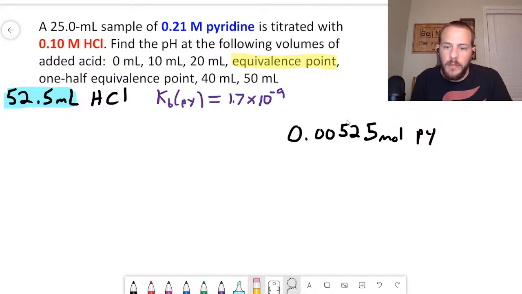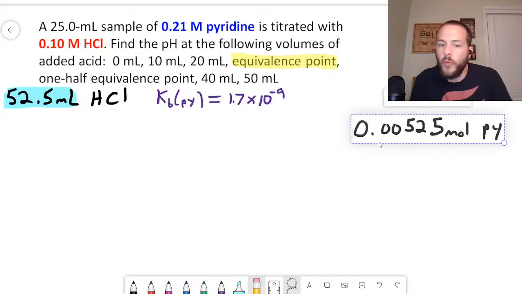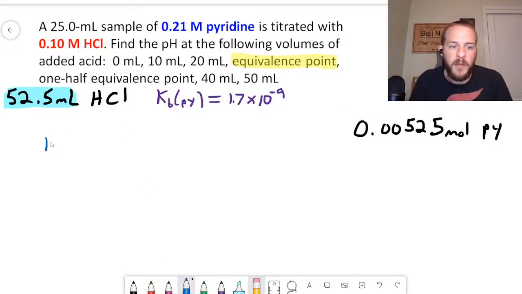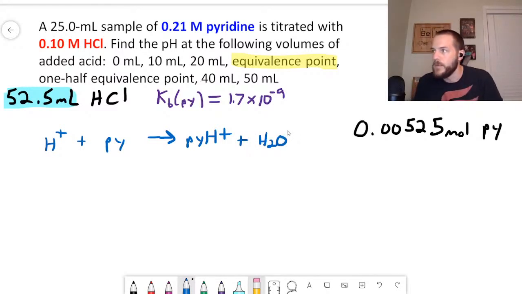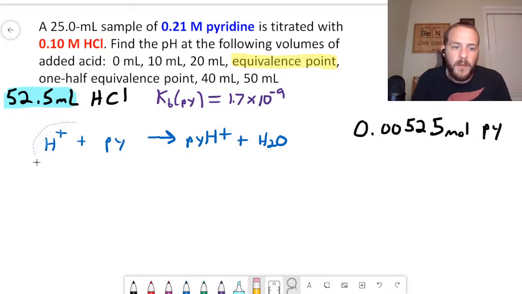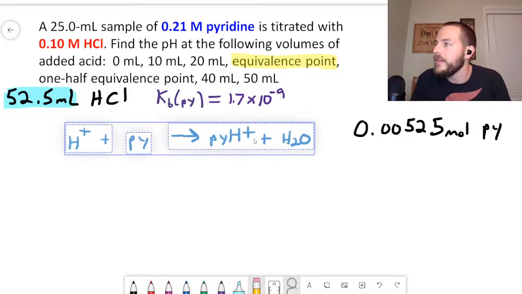Like I said before, it's very, very important that you are able to write out the neutralization equation, write out what's actually happening. So we have H plus that's being added to our base, pyridine. That's going to produce the conjugate acid of pyridine, I'll just call it PyH plus, and water. Very important to be able to start with that. Otherwise, it's hard to have a chance at the problem. So that's our equation. I'm going to drag it a little bit further over there.